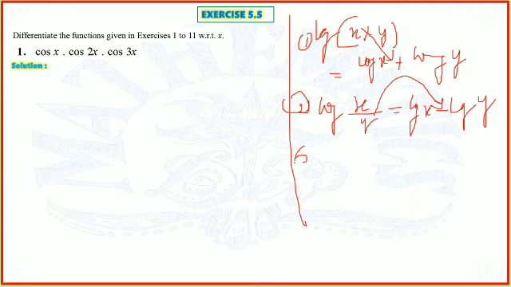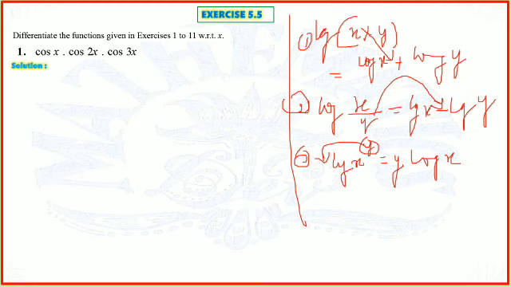Third property: if log x power y is given, then this power is thrown back to the beginning of the log. So this will become y log x. Slowly I will tell you later, whenever some complicated or slightly tricky properties come, I will tell you. But these three simple properties you must know to solve this exercise.